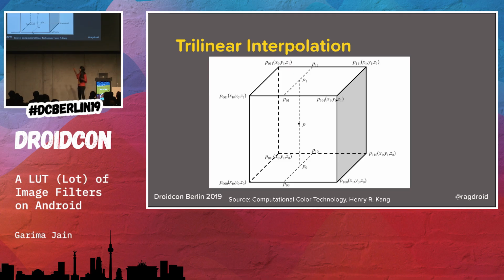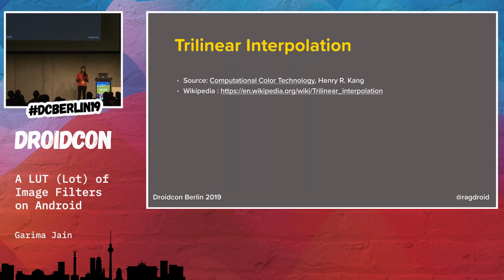This is a cube again, and on the bottom left, we have R0, G0, and B0. This picture is taken out of this good book which helped and saved us, Computational Color Technology. This is the trilinear interpolation technique that we implemented. Given R0, G0, B0 and R1, G1, B1, we want to find some value in between. If you need the details, you can read this book, or you can also look at Wikipedia. It has a very good small snippet to implement this.